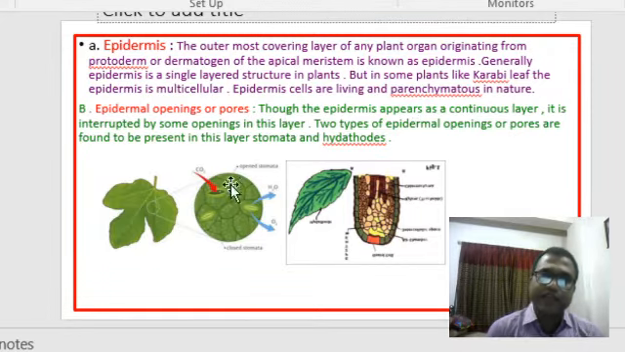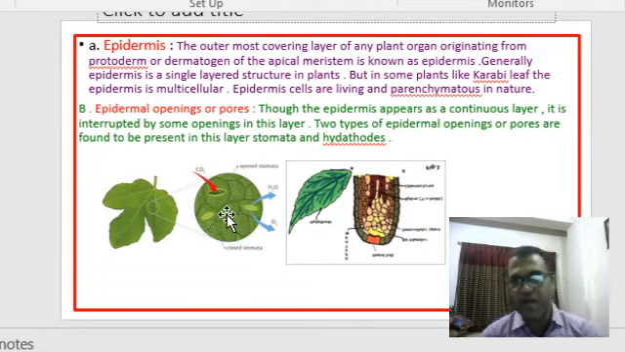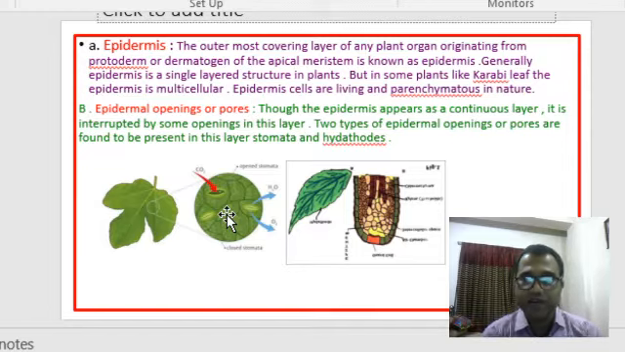What is stomata? Stomata is basically bounded by two guard cells, which are semilunar in shape. The outer wall is thin, the inner wall is thick, and stomata are basically found in leaves and tender stems. In a dorsiventral leaf, stomata are generally found in the lower part of the leaf, but in an isobilateral leaf, stomata are found on both sides of the leaf.